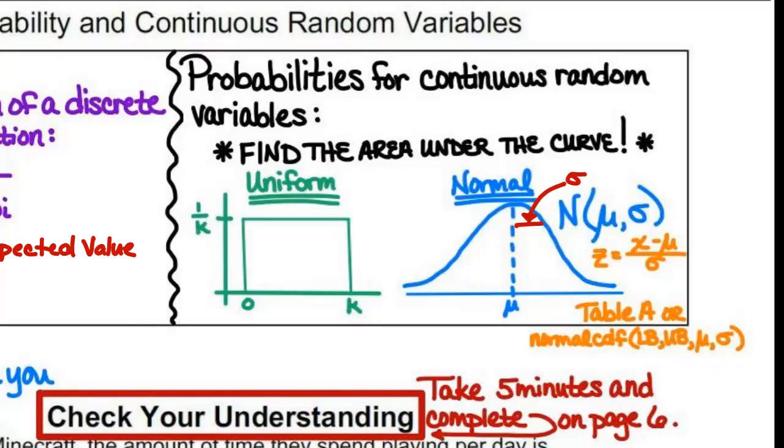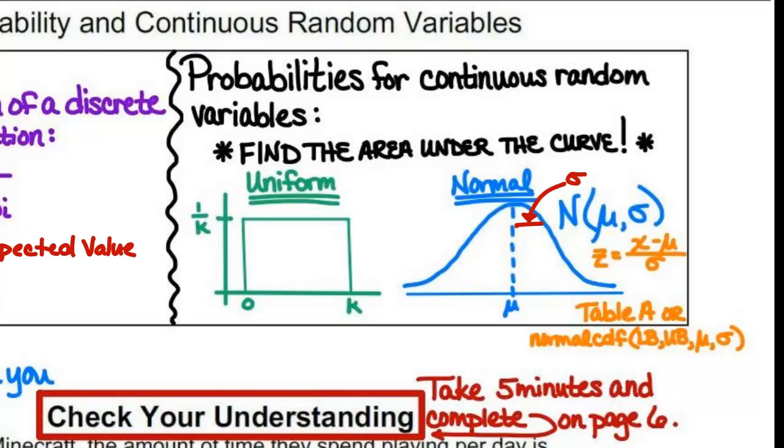Second and vars, not second stat. Second and vars should be located somewhere near your arrow keys. Second and vars. The second option down is normal CDF. When you choose that option, it's going to open up parentheses for you. Do you guys remember looking at that? Does that look familiar at all?